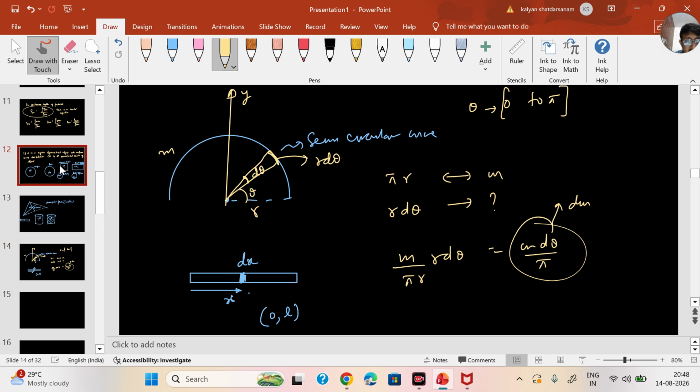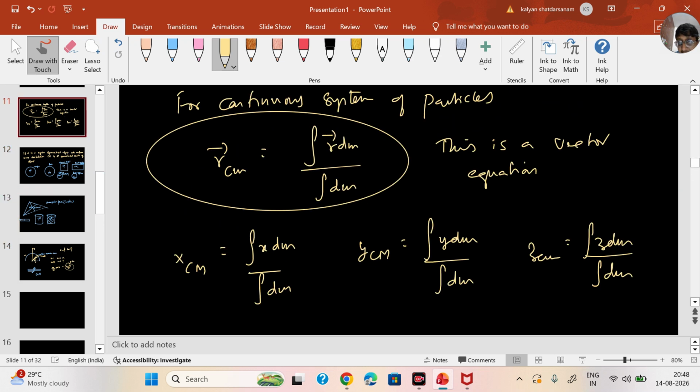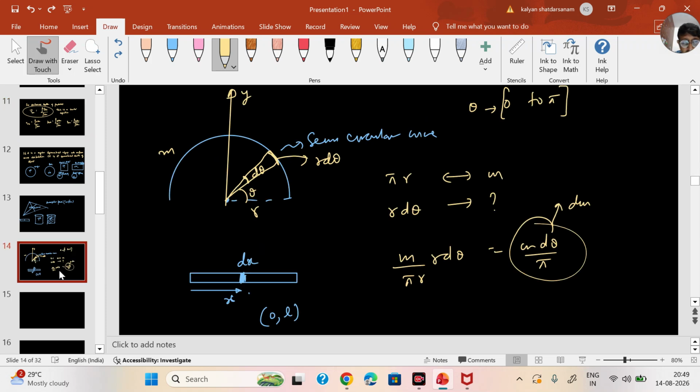I got mass of the element. Then what should I do? Mass of the element multiplied by its y coordinate if you are finding y coordinate of center of mass, or you multiply with x coordinate if you are finding x coordinate of center of mass. So mass of the element, that is m by pi d theta. Where is the element? The element is here. What is its y coordinate? That is r sine theta, because this is r. So this angle is theta. So the opposite side will be r sine theta. Okay. So y coordinate of the element is r sine theta.